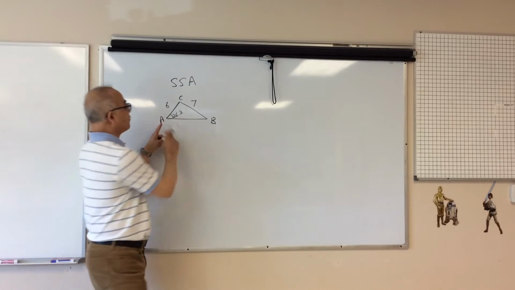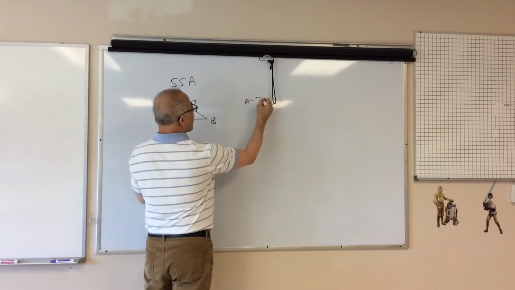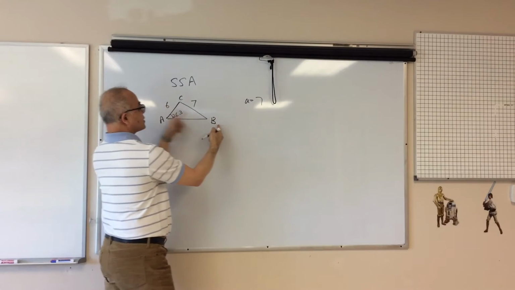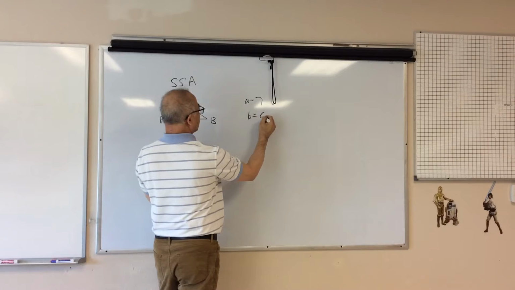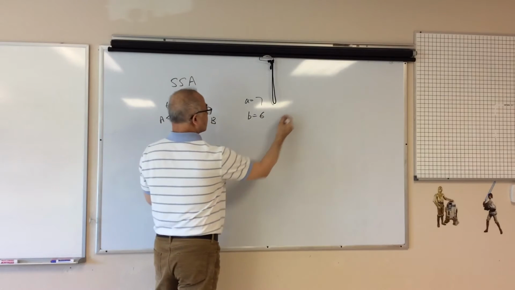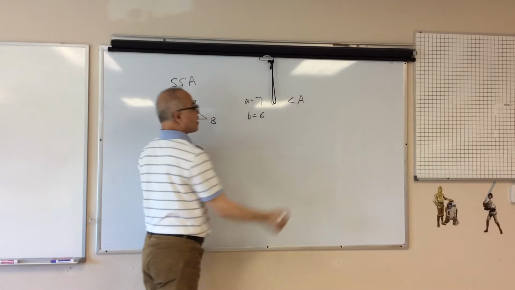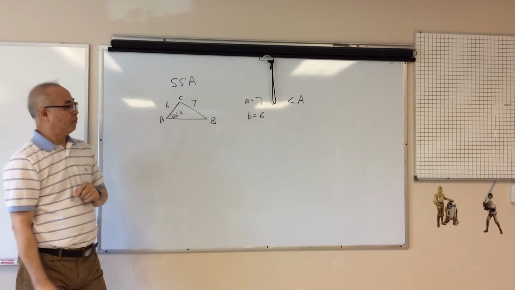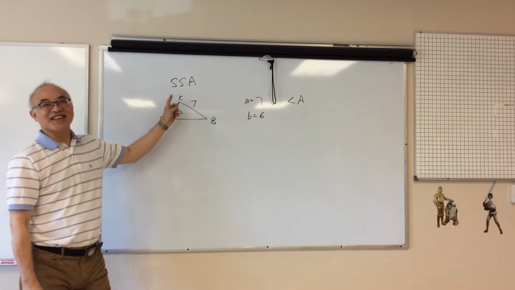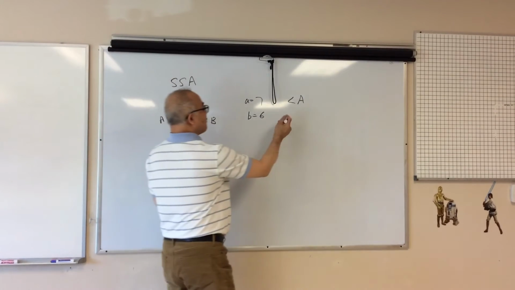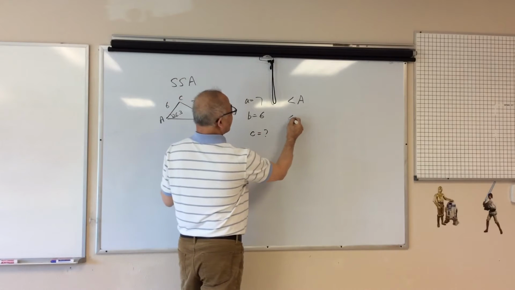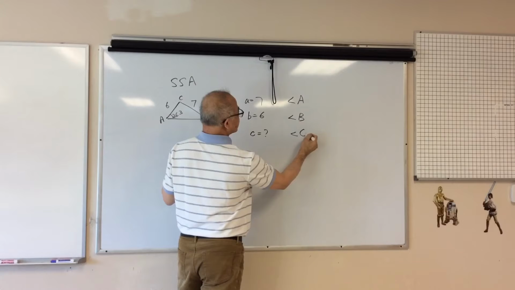So what do I know here? Two sides. I'm given two sides, right? Here's one side, because they are opposite of each other, right? B is equal to 6. What else do I know? Angle A, correct? So what do I have to figure out? Oh, that's the SSA one. What do I need to know? I need to find out what this is, and this is, correct?